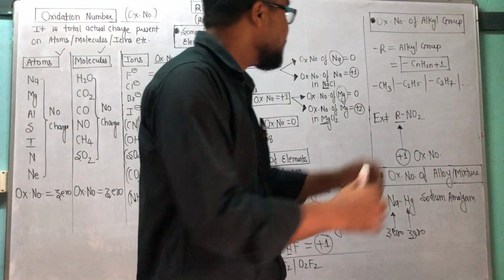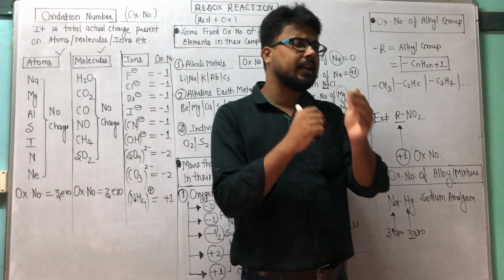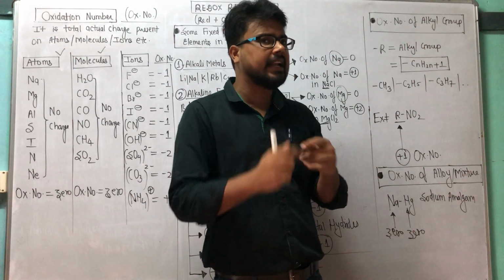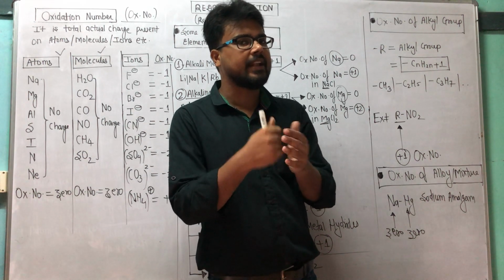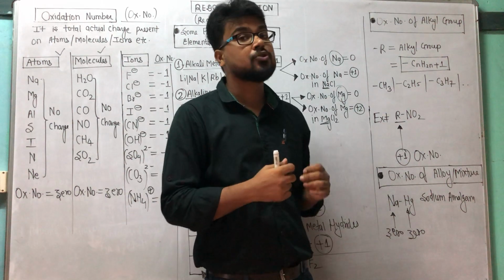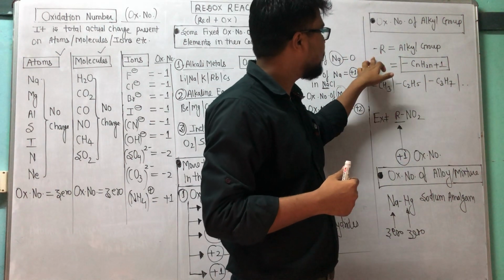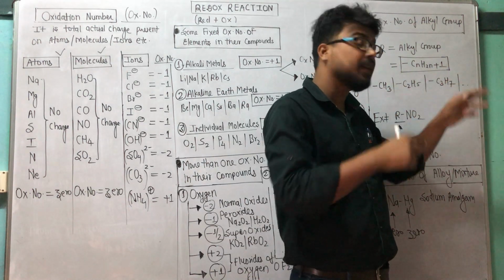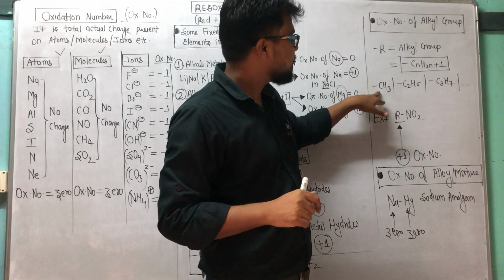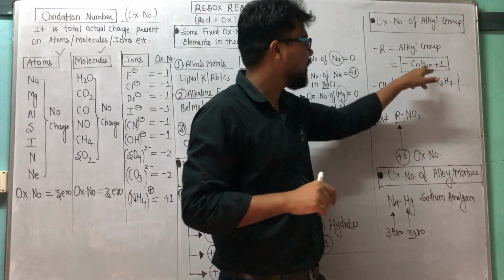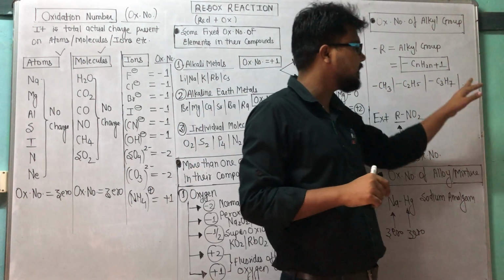One more interesting thing: the alkyl group formula. Students, we studied alkane, alkene, alkyne in 10th class. The general formula of alkane is CnH2n+2, for alkene it is CnH2n, and for alkyne it is CnH2n-2. One more category is the alkyl group, denoted by R, which is CnH2n+1. If n equals 1, it is CH3; n equals 2, C2H5; n equals 3, C3H7, and so forth.